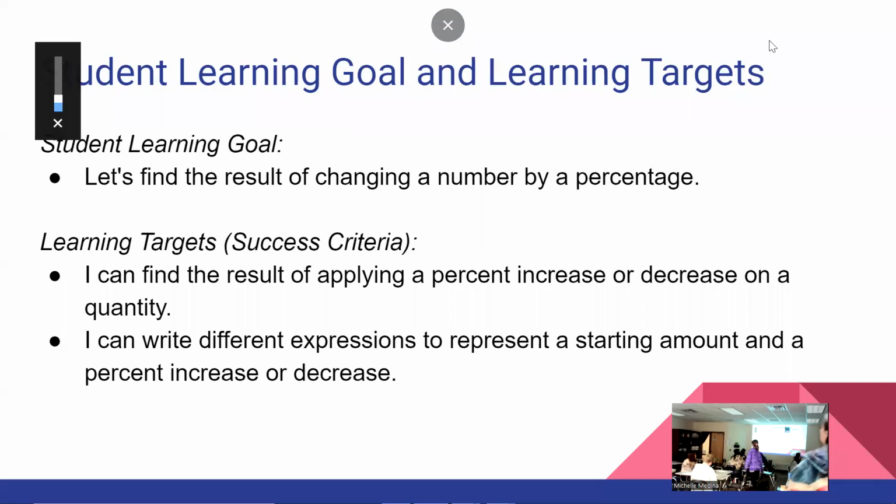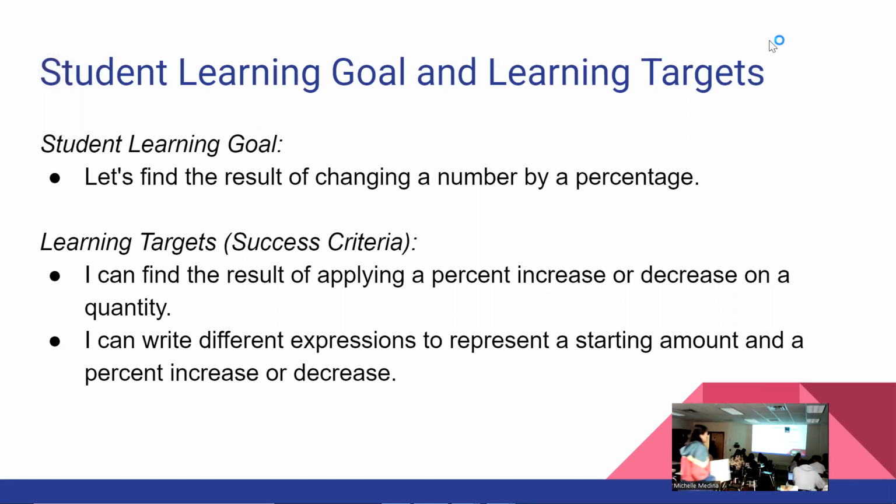We are on lesson 14. We're actually almost done with unit 5. Just be aware, that's coming soon. But the goal today is to find the result of changing a number by a percentage. You'll know you're successful if you can find the result of applying a percentage increase or decrease on a quantity and write different expressions to represent the starting amount with the percent increase or decrease.